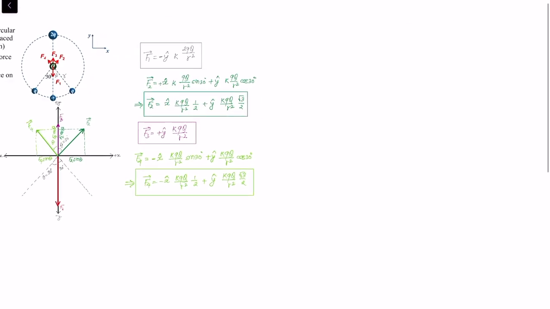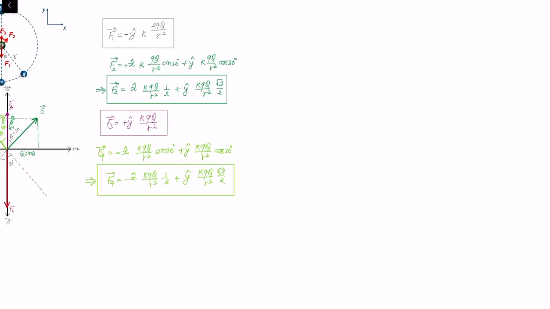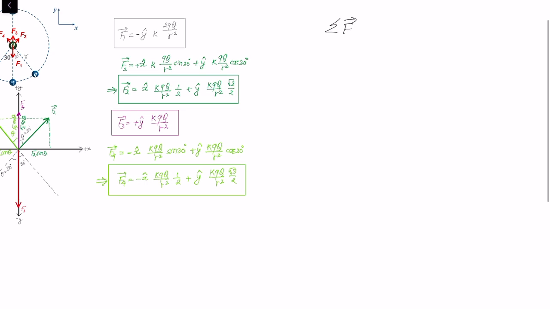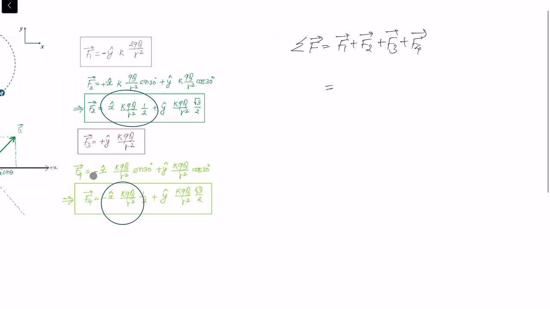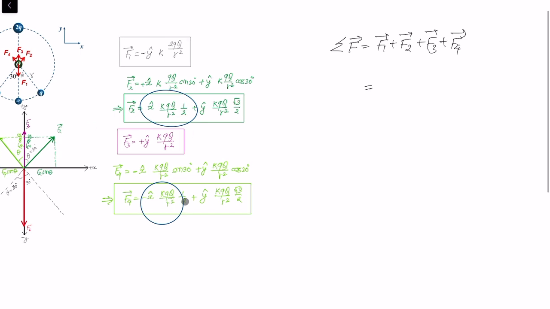We have now all the forces acting on the charge q at the center of the ring. So, the net force will be the sum of all the forces acting on q, which is F1 plus F2 plus F3 plus F4. What we need to do now is collect all the x and y components separately and add them up. Let me do first the x component. Only the forces F2 and F4 have x component, as you can see in the blue circle. They have the same magnitude but the opposite sign. That means the x component of the net force will be 0.